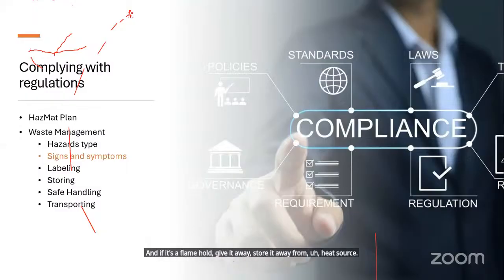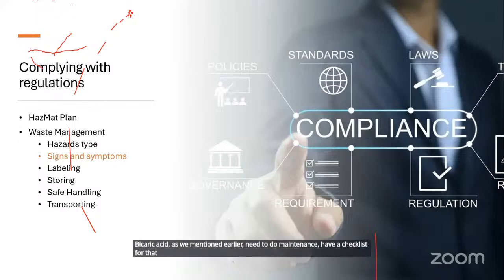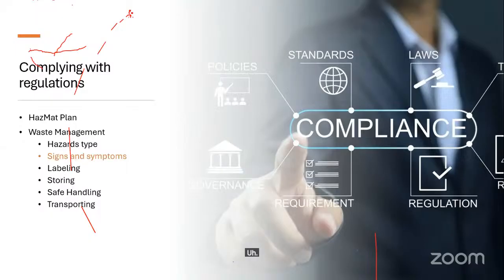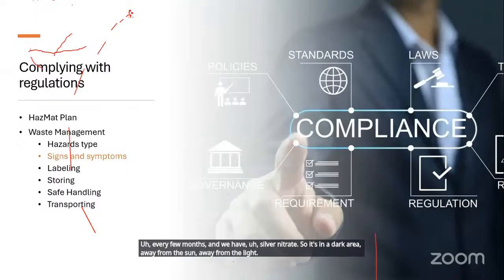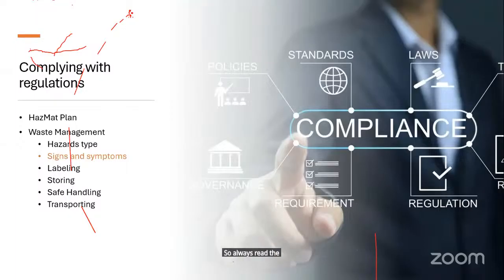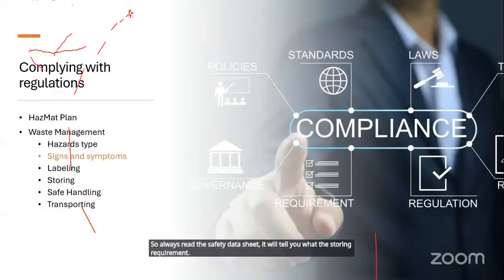Picric acid, as we mentioned earlier, needs maintenance; have a checklist for that, to add water to it every few months. And if you have silver nitrate, store it in a dark area away from the sun, away from the light. So always read the safety data sheet. It will tell you the storing requirement and make sure that you implement that.